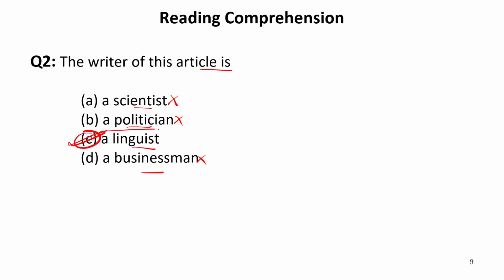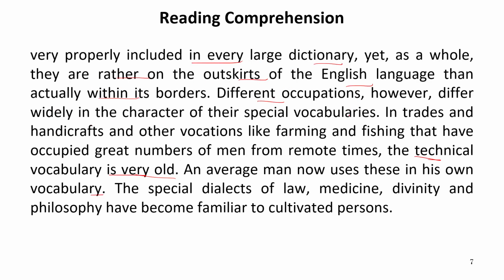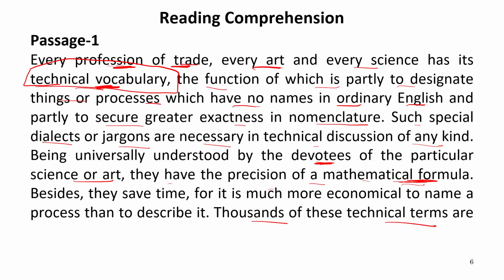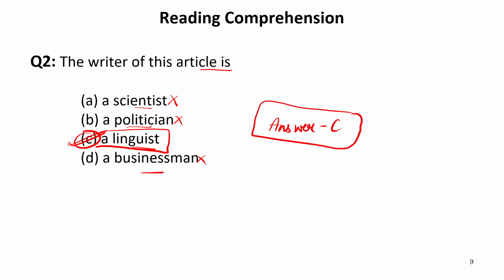So it is written by a linguist. It must be written by a linguist. So our answer is C, because it is not directly given in the sentence or the paragraph, but according to the words used in the passage, according to the opinion of the passage, according to the information that has been received from this passage, we can conclude that it must be written by a linguist.